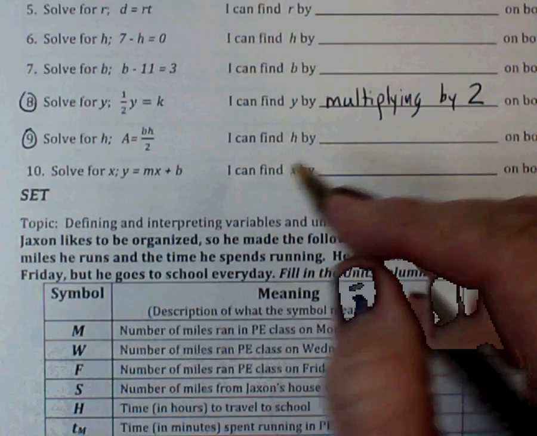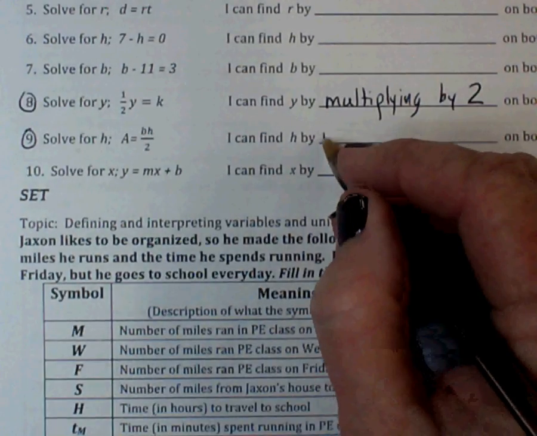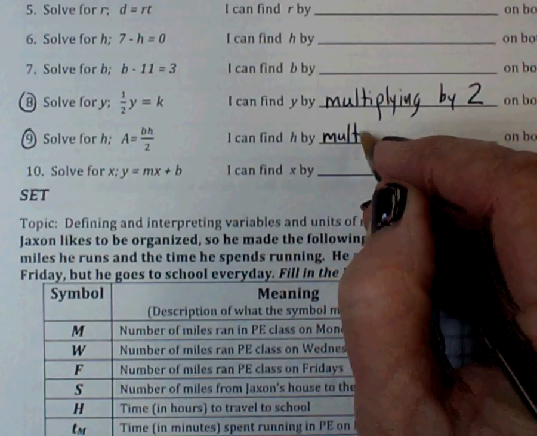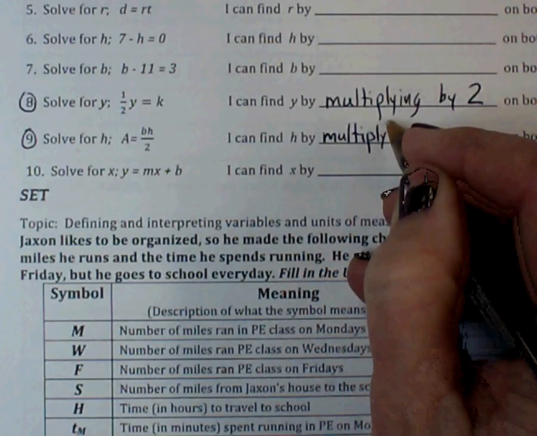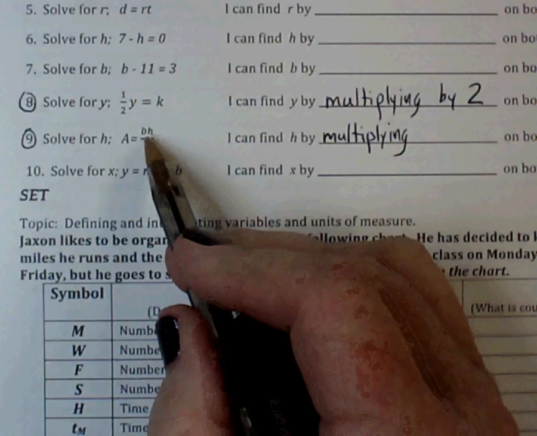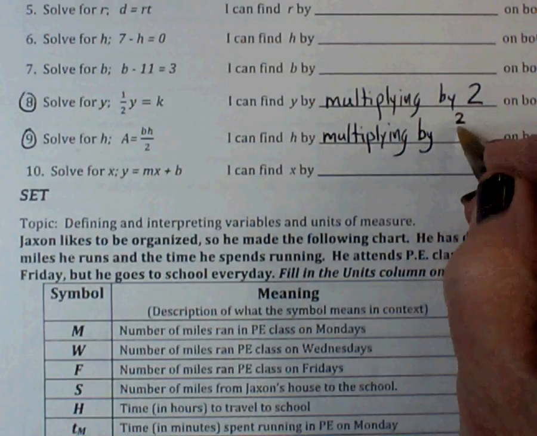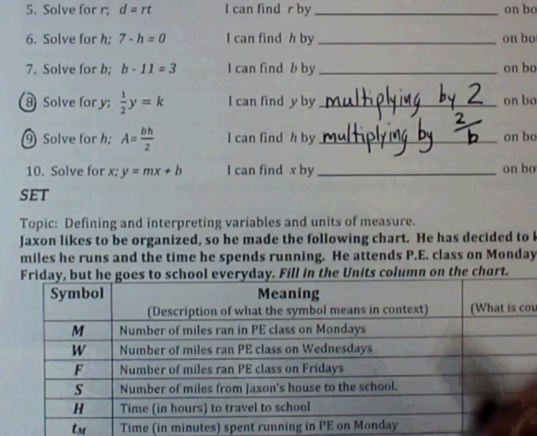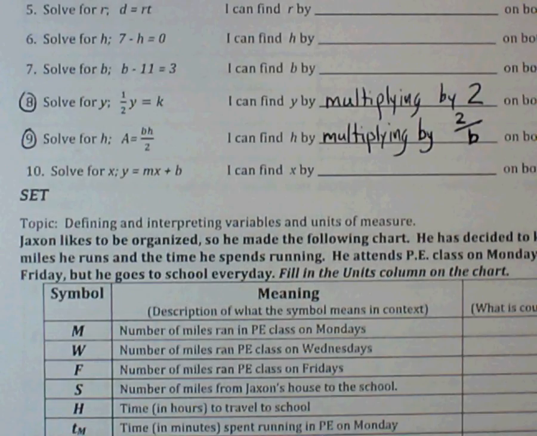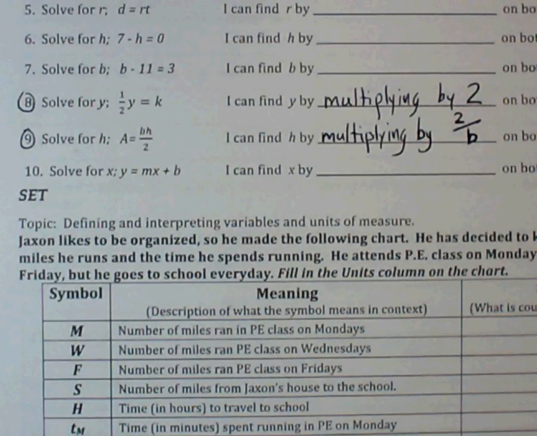So I can find h by multiplying by 2 over b on both sides of the equation.